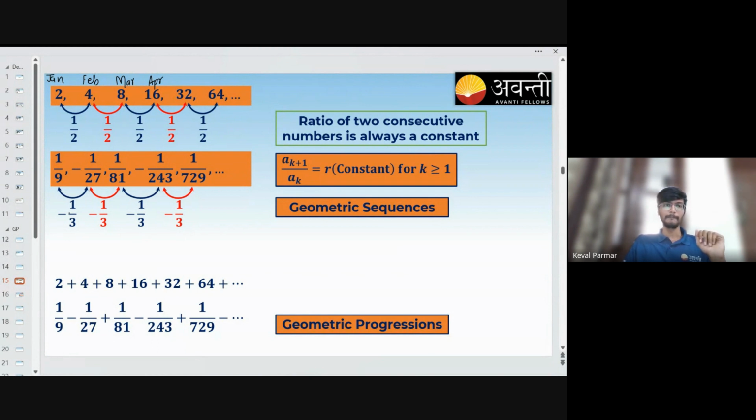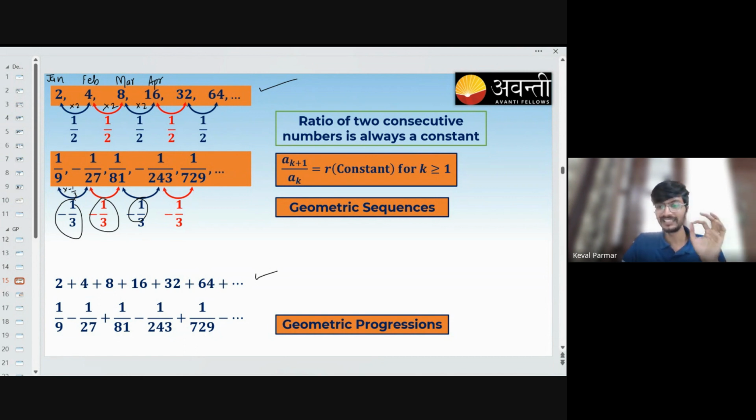Similarly, see this also forms a GP. Why? Because 2 multiplied by 2 gives 4, and so on. We basically are doubling. Here what are we doing? We are multiplying by -1/3. Correct? So when we write this in terms of addition, 2 plus 4 plus 8 plus 16 and so on, in such cases we get a geometric progression. This is the geometric sequence, the one with commas, and this is the geometric progression.